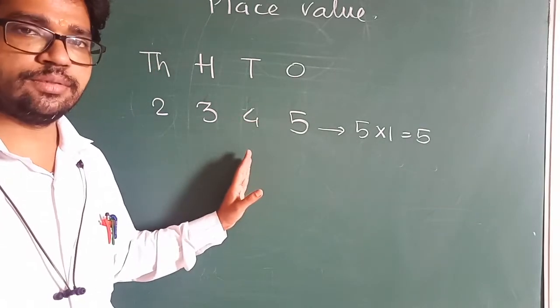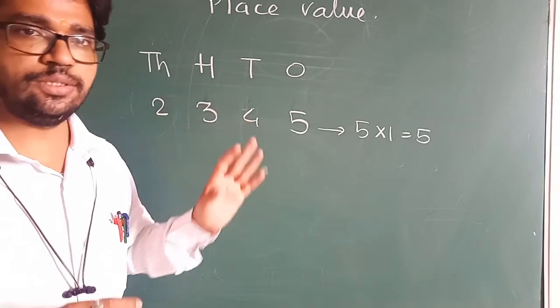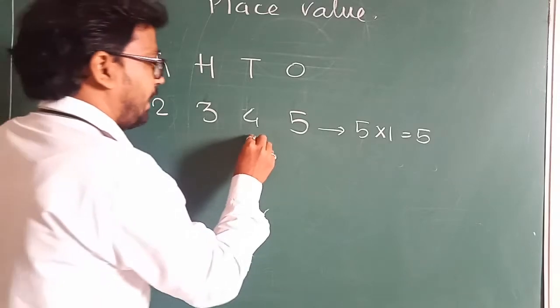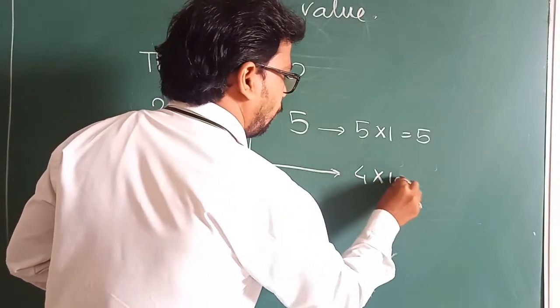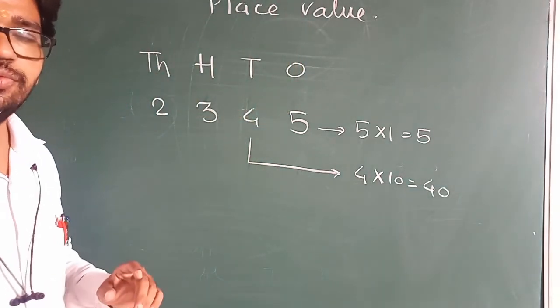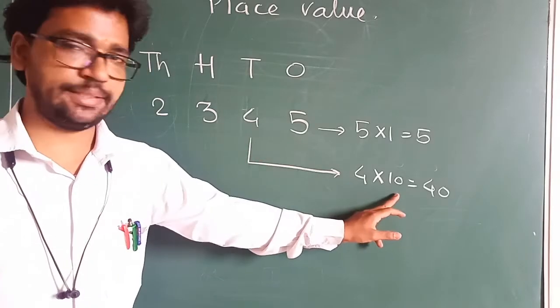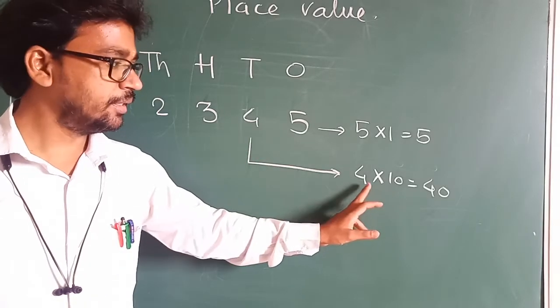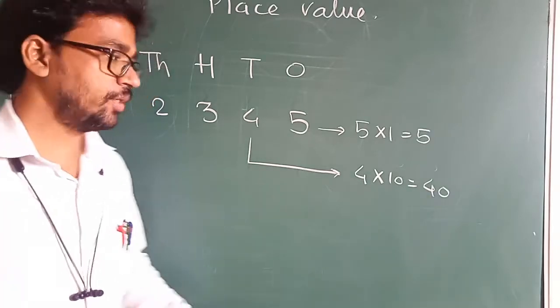Then what about this? It is at the tens place. Tens means we multiply it by 10. So we get 4 into 10 equals 40. So it is 4 tens. How many tens are there? There are 4 tens, so 4 tens is 40.